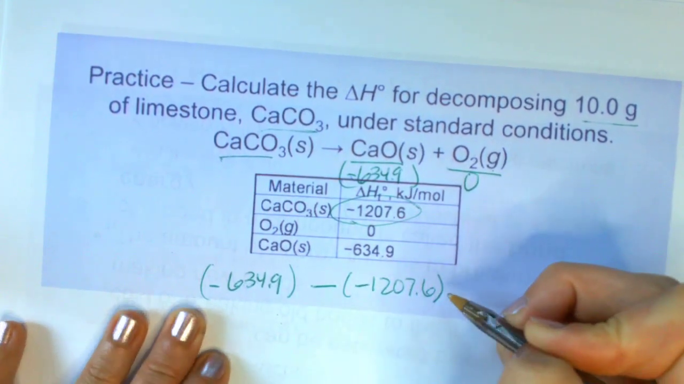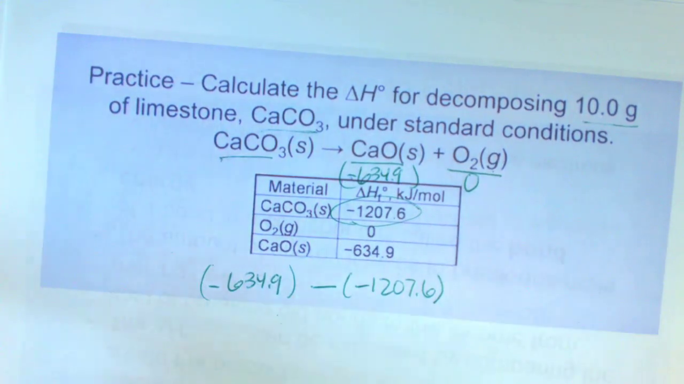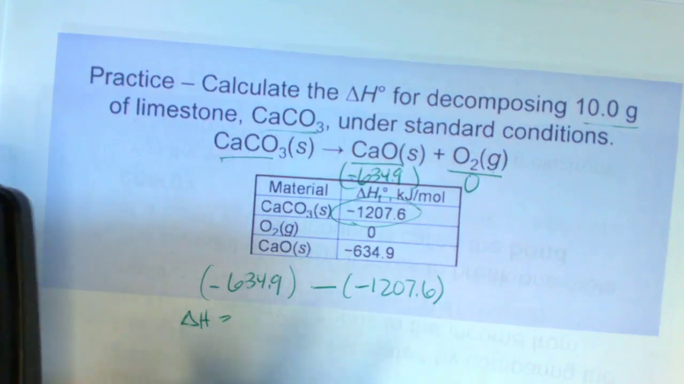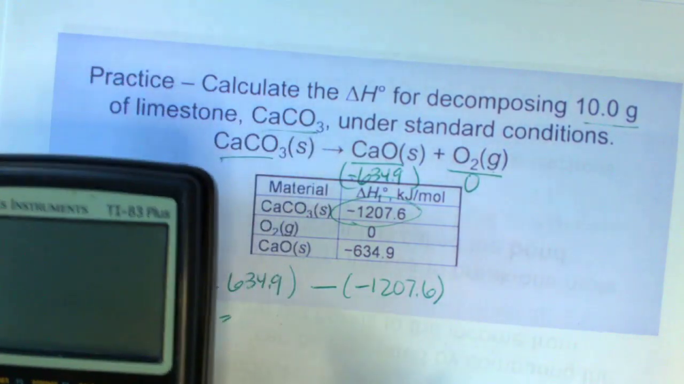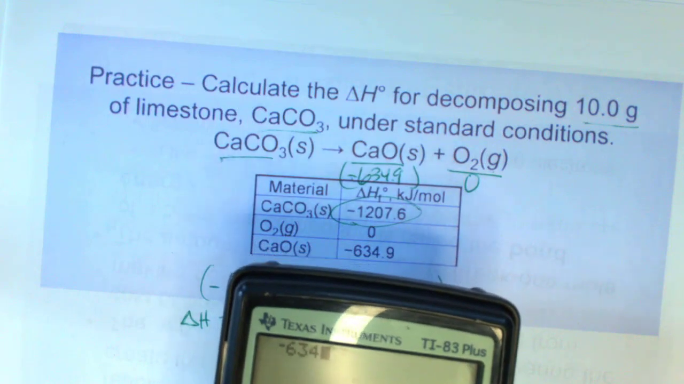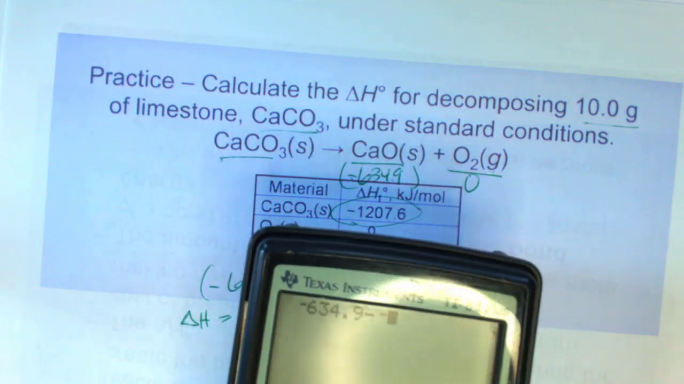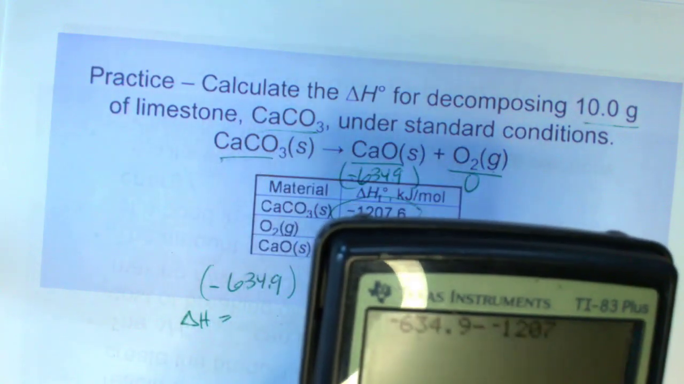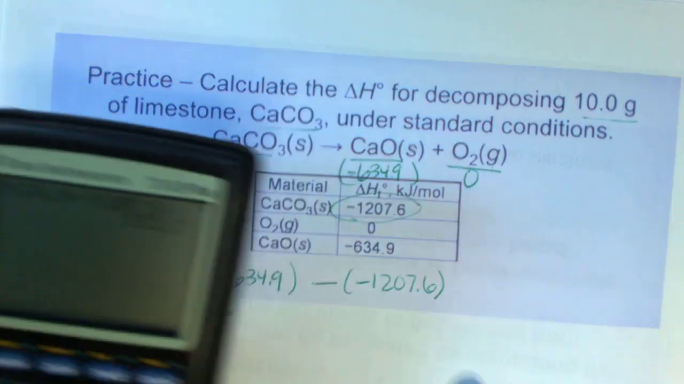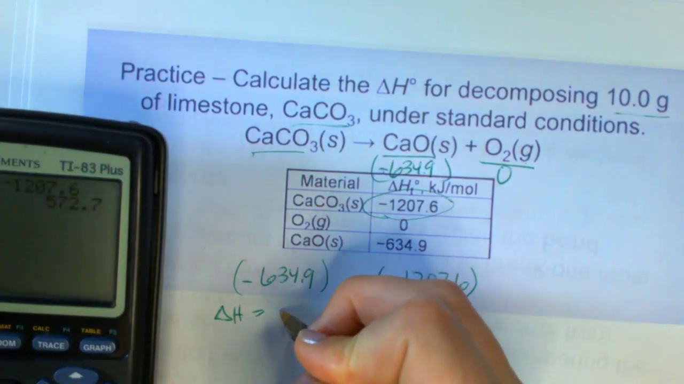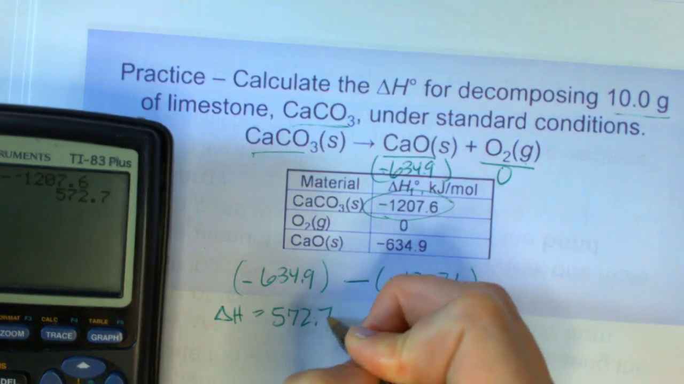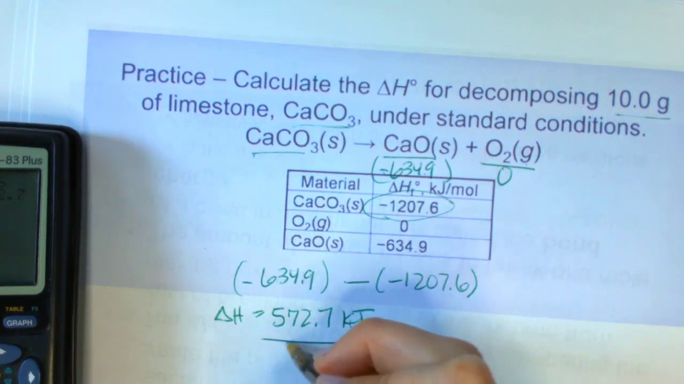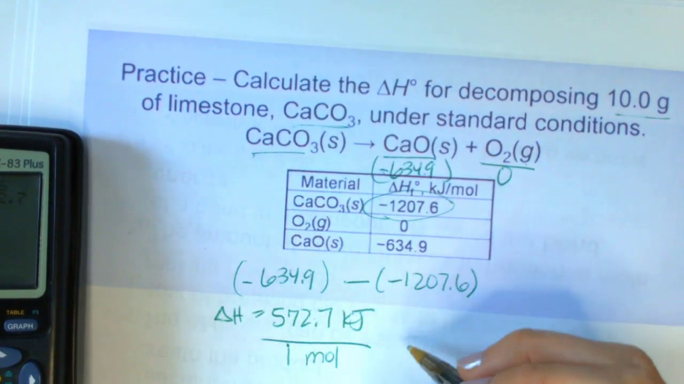minus my reactants, my calcium carbonate, which is negative 1207.6. So let's do that to see what our delta H is. Negative 634.9 minus a negative 1207.6. So my delta H is 572.7. And that is for every 1 mole of calcium carbonate.